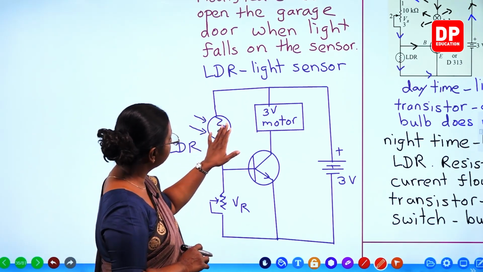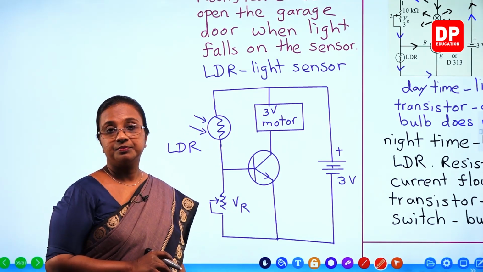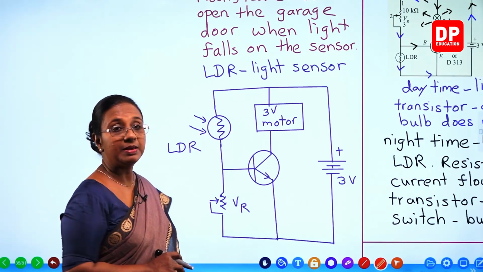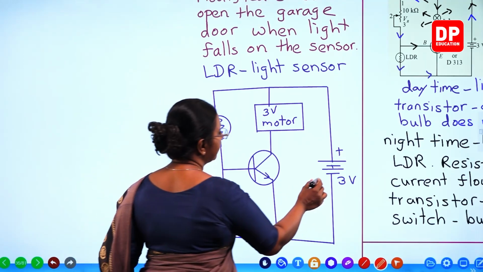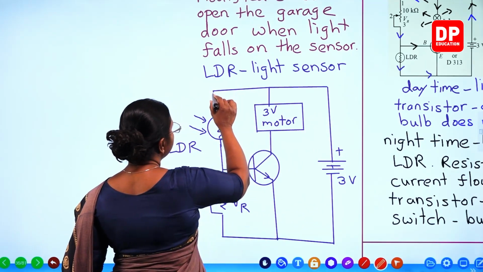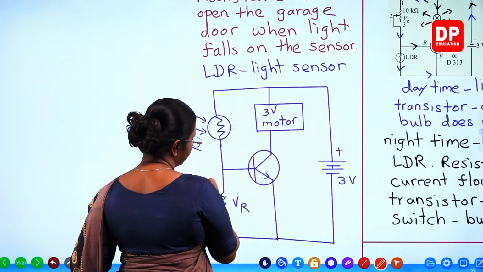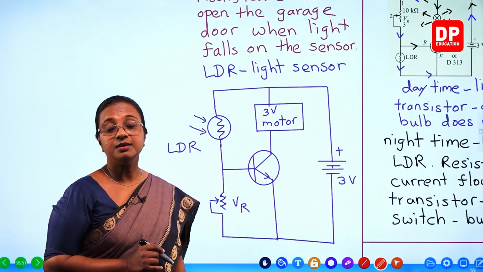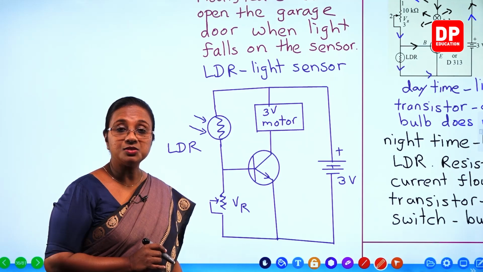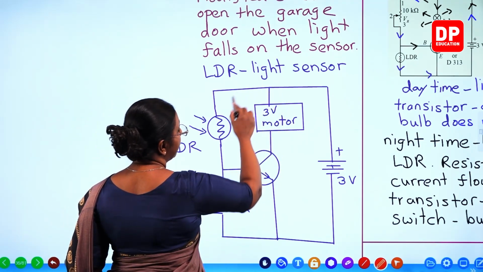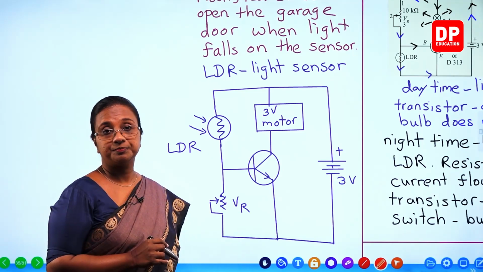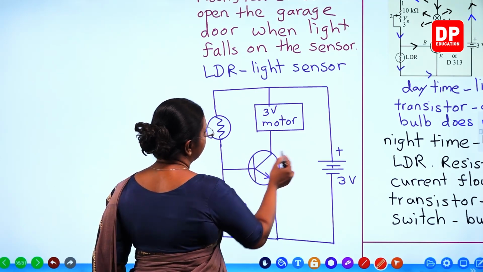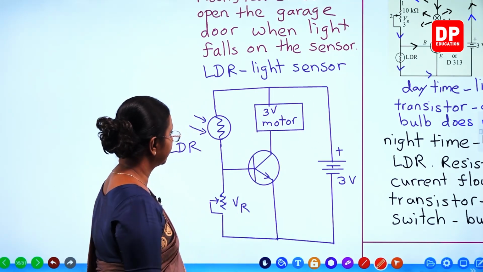Now, what do you think will happen? Now, when light falls on the LDR, the resistance will be less. Then, there will be current flowing this way, through the LDR, and when it comes to this point, there will be current flowing through the base of the transistor. So, when there is base current flowing, obviously there will be a collector current flowing. From this way, the collector current also will flow. So, because of that, the 3 volt motor will function.